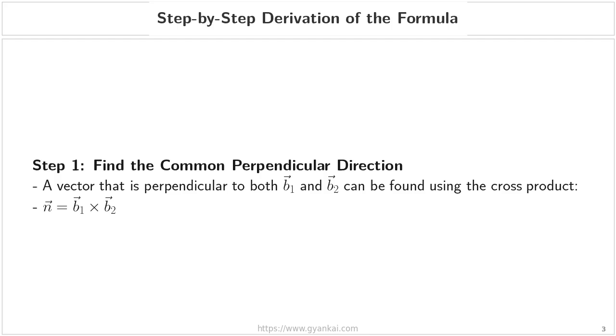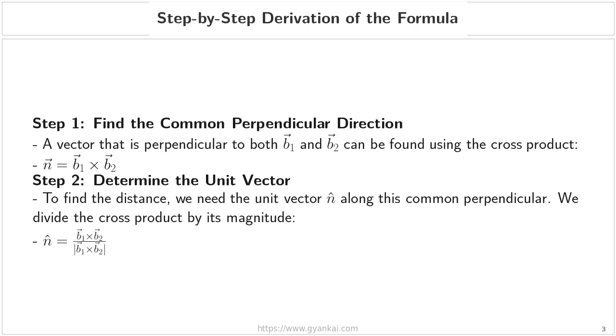Step 1. Our first goal is to find a common perpendicular direction. As we discussed, the shortest path must be perpendicular to both lines. To find a vector that is perpendicular to both direction vector b1 and direction vector b2, we use the cross product. We'll call this normal vector n, where n equals the cross product of b1 and b2.